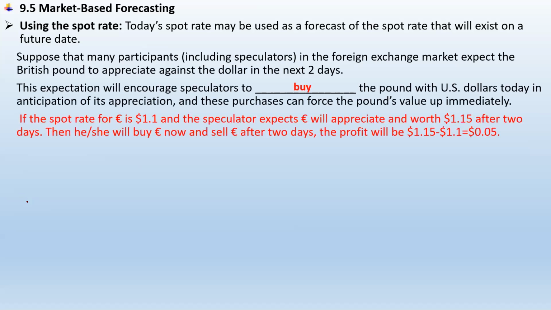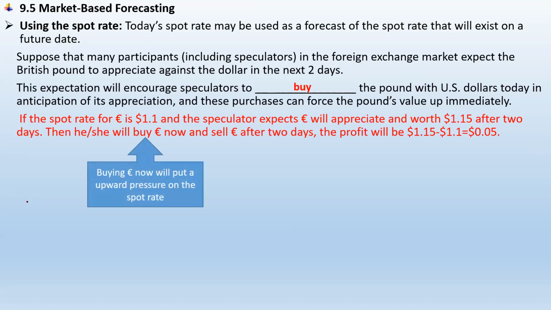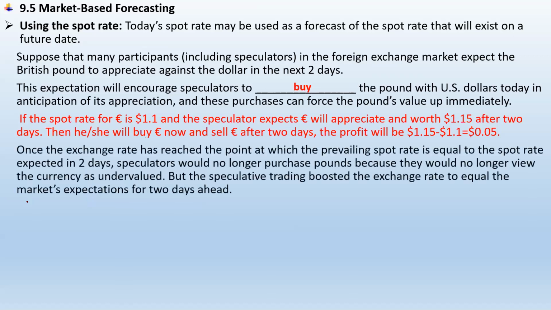I use the euro as another example. If the spot rate for the euro is $1.1, and the speculator expects the euro will appreciate up to $1.15 per unit, what they will do is buy euros immediately and hold them for 2 days. After 2 days, once the euro's value reaches $1.15, they will sell it, and they will make a profit of $0.05 per unit. So these buying behaviors will put an upward pressure on the spot rate. The spot rate will increase immediately and reach 1.15.